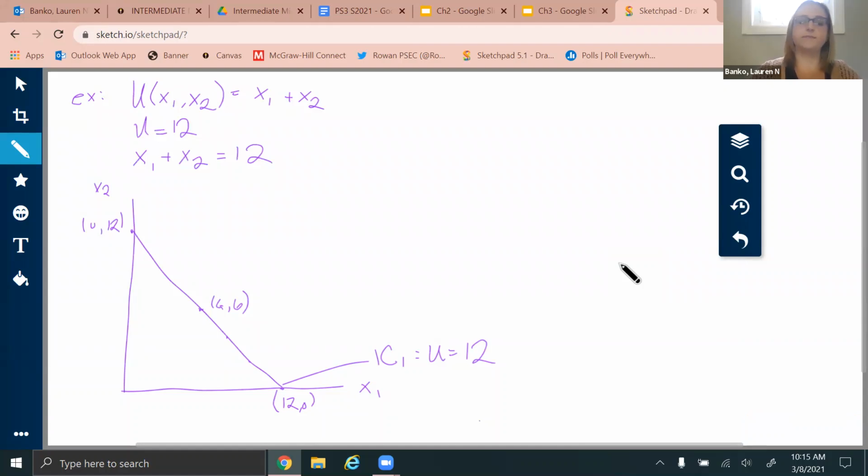All of these points. And again, because each point here gives us 12 units of utility, we say we're indifferent between them. We like them just as much as each other. So we like 6 and 6 and 12 and 0 the same amount. Okay, we're happy with those numbers, those combinations.